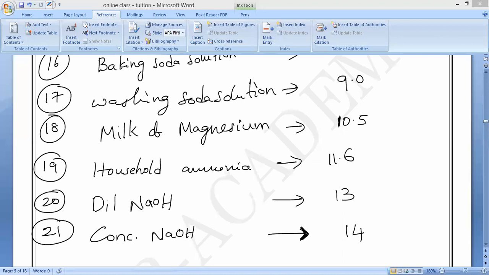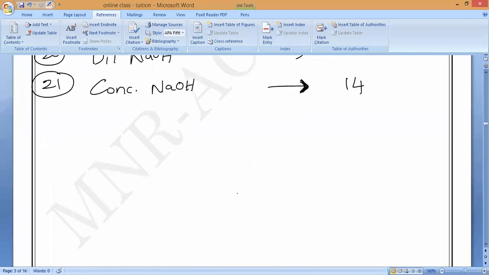What is the symbol of moles? Anybody? I am asking. What is the symbol of moles? Arey yaar, class 9, then what are you remembering? So I will say it. Please note it down. If you don't know, also no problem.